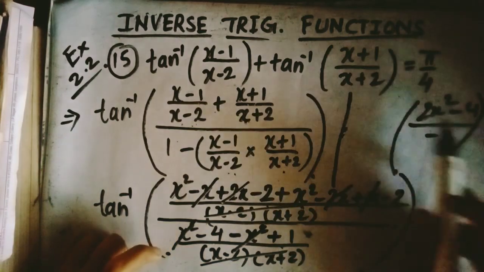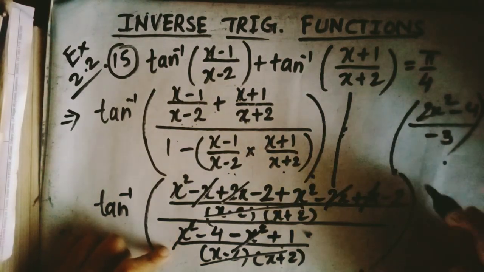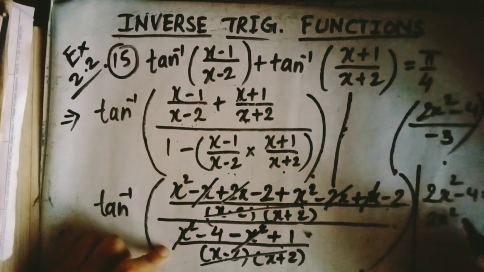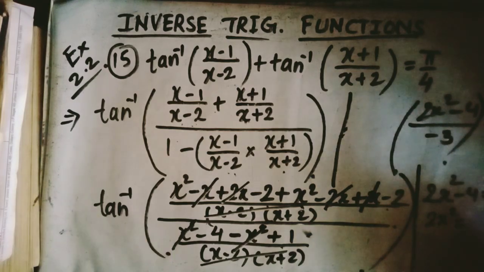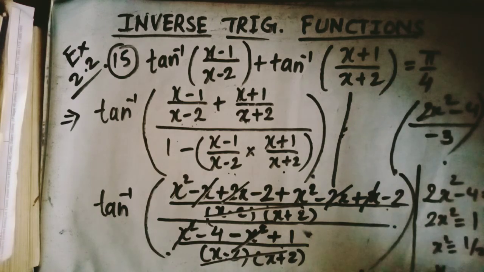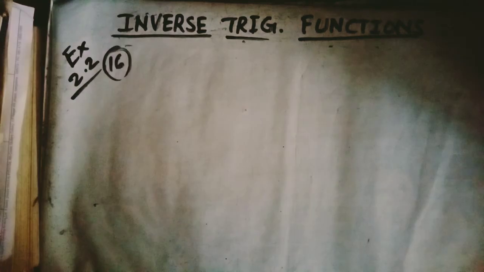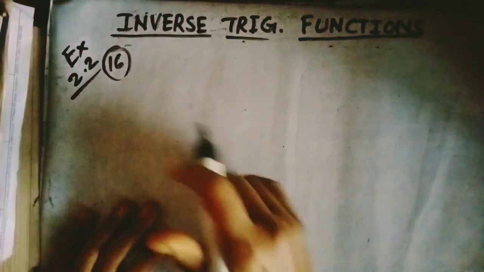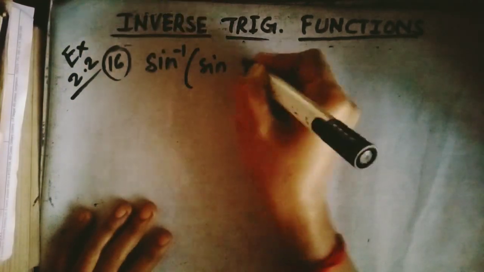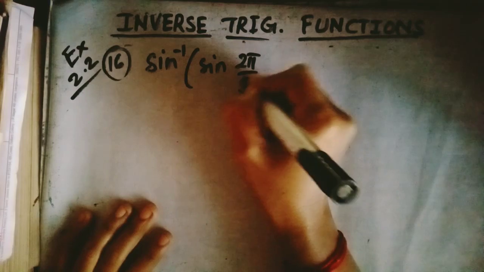Okay, then you can cross multiply and you will get 2x square minus 4 equal to minus 3, so 2x square equal to plus 4 minus 3, 1, so x square equal to 1 upon 2, so x equal to plus or minus root of half. Okay, question number 16, you have to find sine inverse of sine of 2 pi by 3.